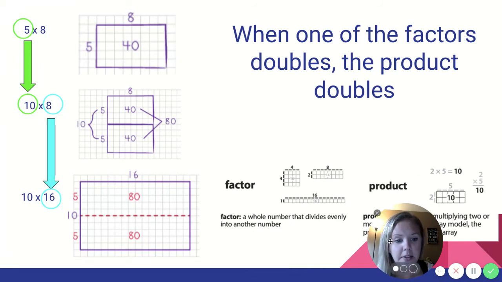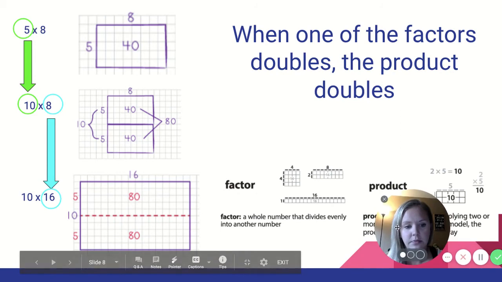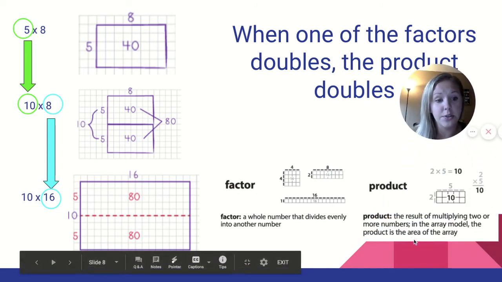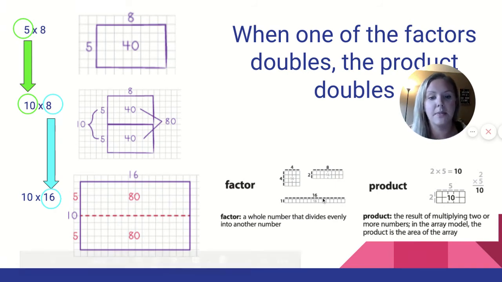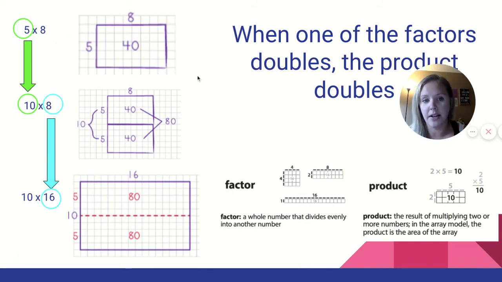So as a reminder, I'll move my camera. The product is the answer to a multiplication problem. It's what you would find in the middle of those area models. And then factors are the numbers that you multiply together to get the answer. Okay, so for example, in 5 times 8, 5 and 8 are factors, and then 40 is the product.